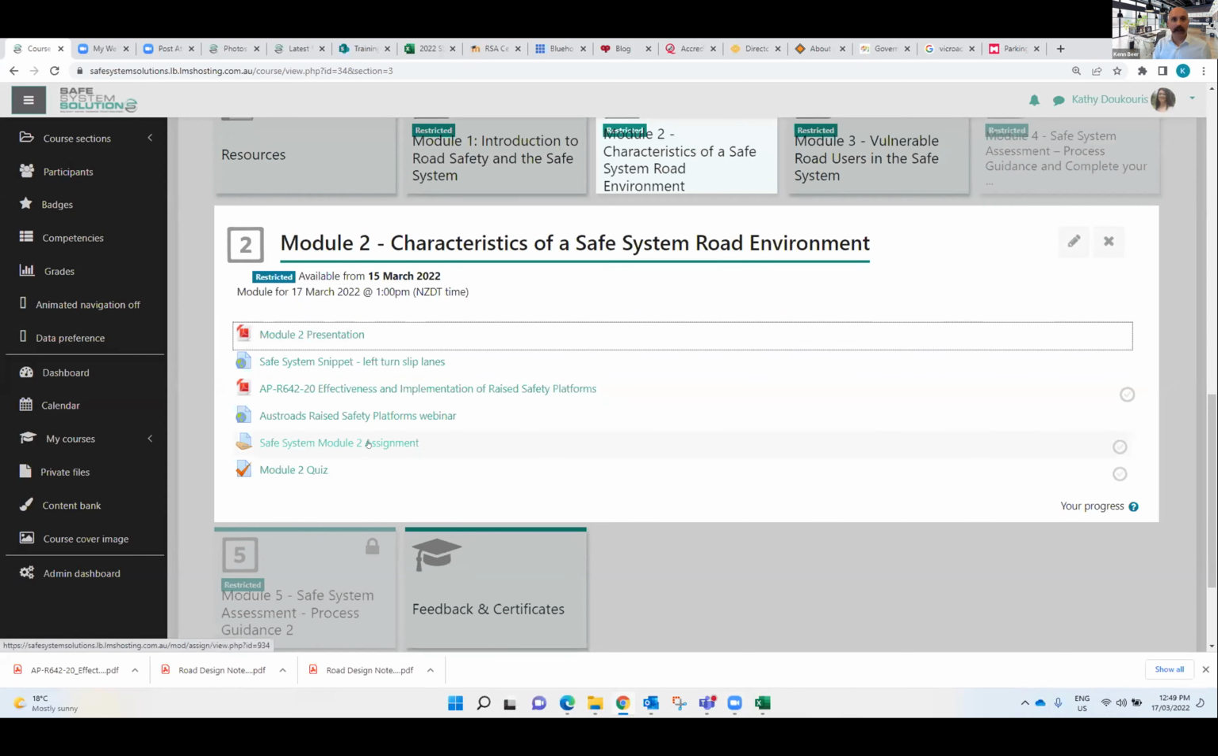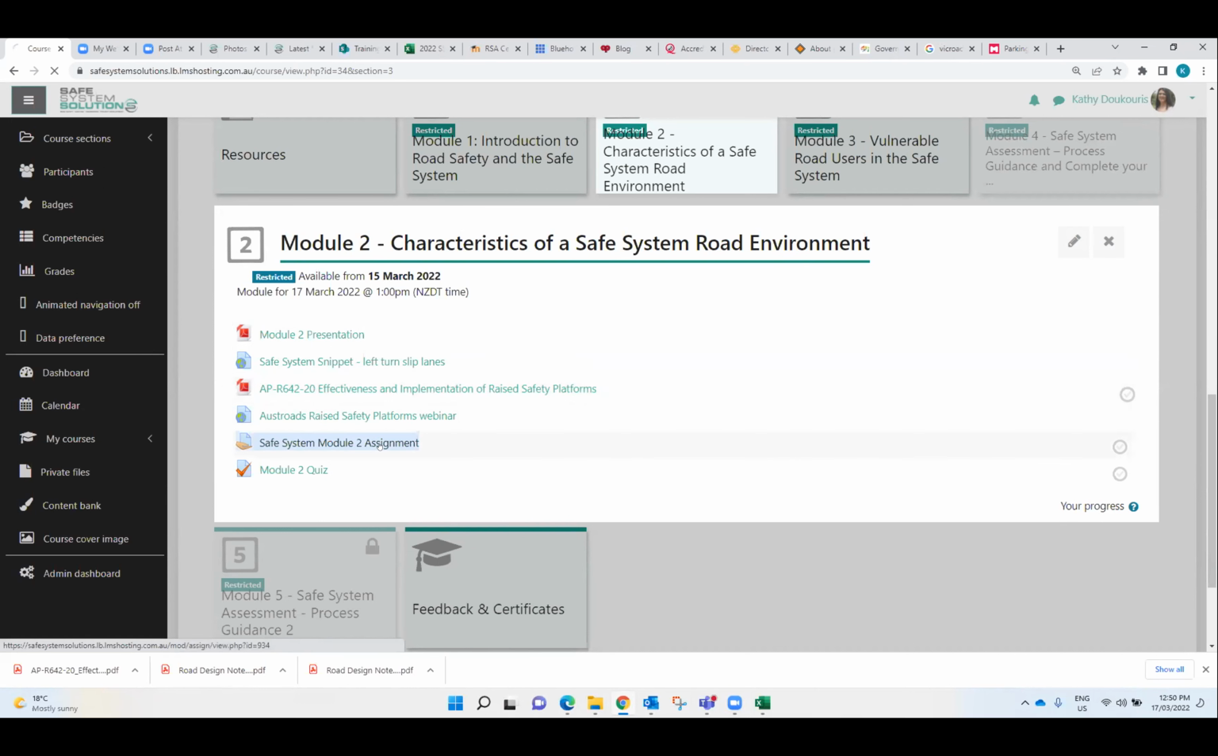Okay, Kathy is in there in Moodle. And where have you gone to, Kathy? Have we lost you? No, sorry, it's that mute system. Gone to module 2, and I've popped a few things in there already, and we'll pop some more things in there. There was that snippet on left turn slip lanes you spoke about earlier, the Austroads guide on effectiveness and implementation of road safety platforms, and a bonus road safety platform webinar for anyone who wants to check that out. That was run by Austroads a little while ago.